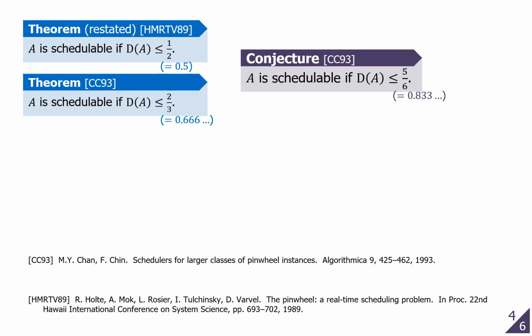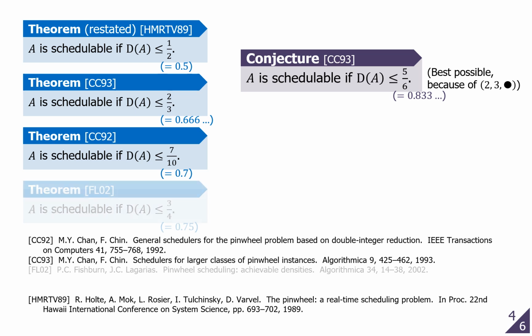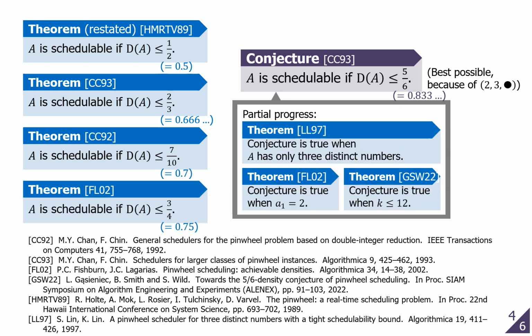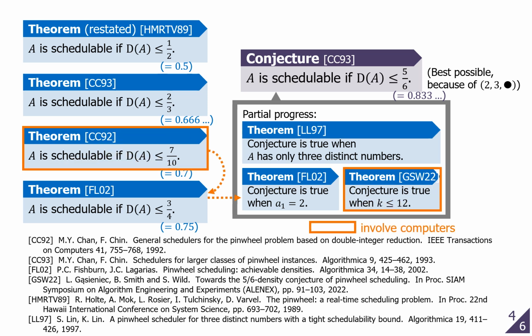Now, what's this number 5/6? It's the density of the instance 2, 3, a huge number, which we saw was unschedulable. That means the factor cannot be increased beyond 5/6, and the conjecture says that it can be increased all the way up to 5/6. This conjecture was taken up by many people who succeeded in raising the factor to 0.7 and then to 0.75. In addition, the 5/6 conjecture itself has been verified in a number of special cases. For example, in this last paper, they conducted computer experiments to verify the conjecture for 12 or fewer tasks.